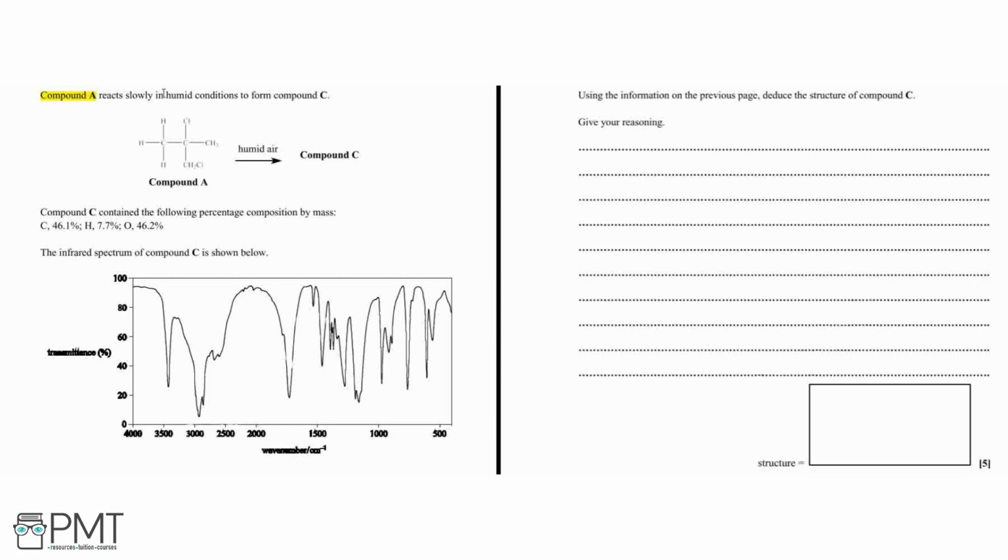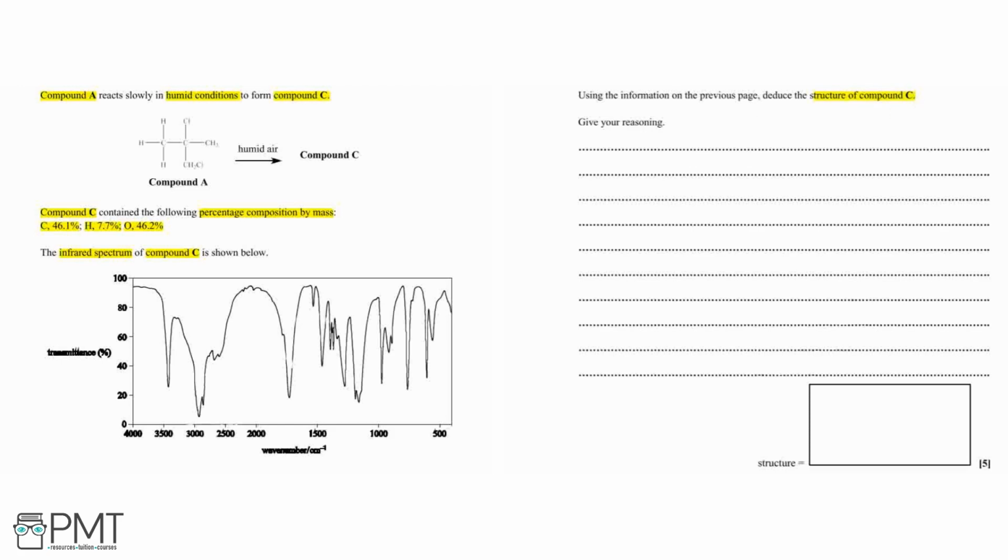Compound A reacts slowly in humid conditions to form compound C. We are told that compound C contains the following percentage composition by mass. So we've got 46.1% of carbon, 7.7% of hydrogen, and 46.2% of oxygen. We are also given an infrared spectrum of our compound C, which is shown here. And for this question, we need to use all of this information to deduce what the structure of compound C is overall.